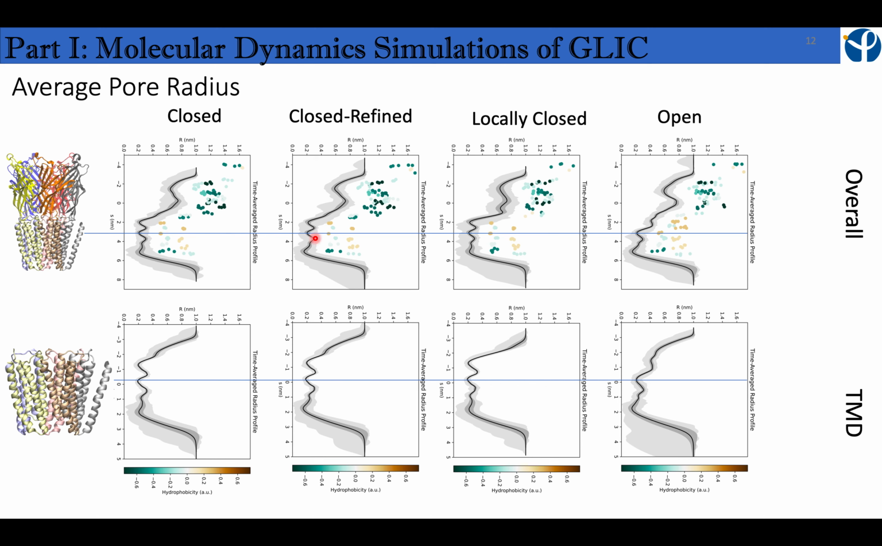Here I especially put a line. This is called the 9' location approximately on the structure. It corresponds to this region, and it is typically the narrowest part. In general, what can we say about the average pores? In terms of average pore radius, the structures remain in their state. If it is closed, it remains closed. If it is open, it remains open. If it is locally closed also, it remains in the locally closed state, even though we can see some fluctuations.